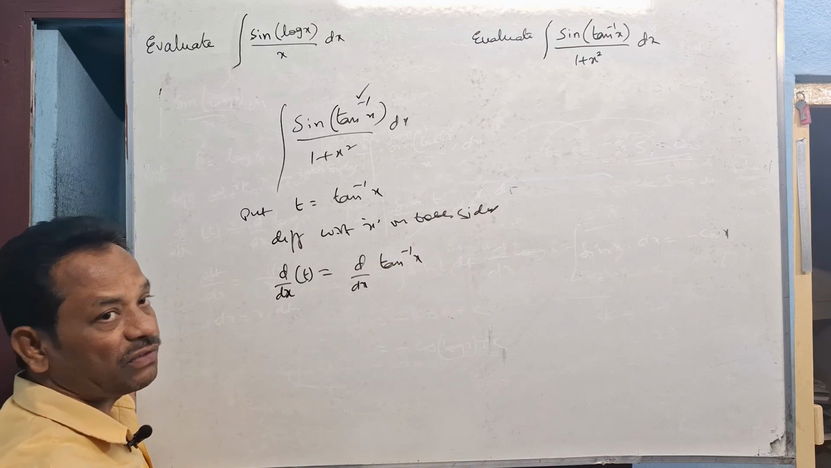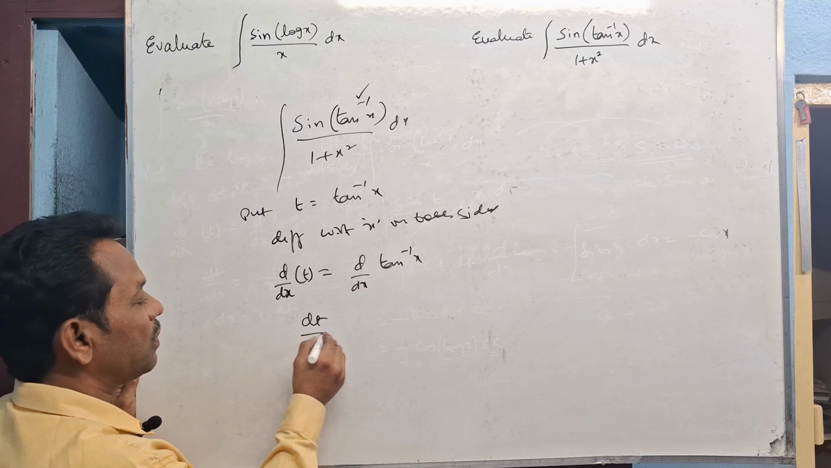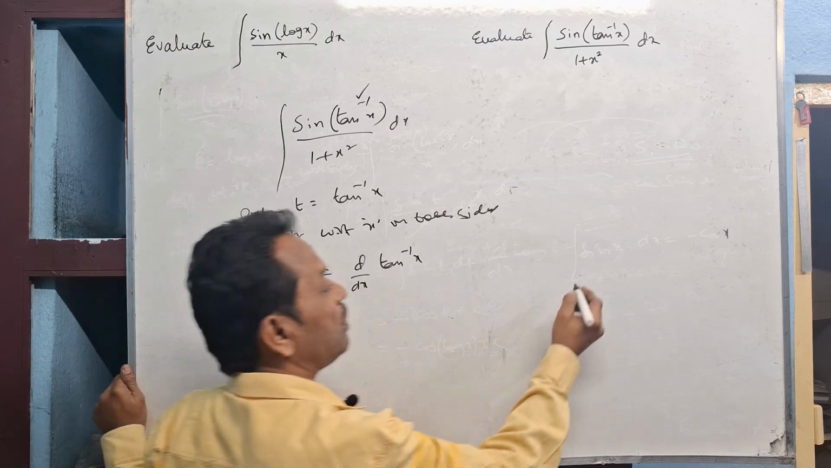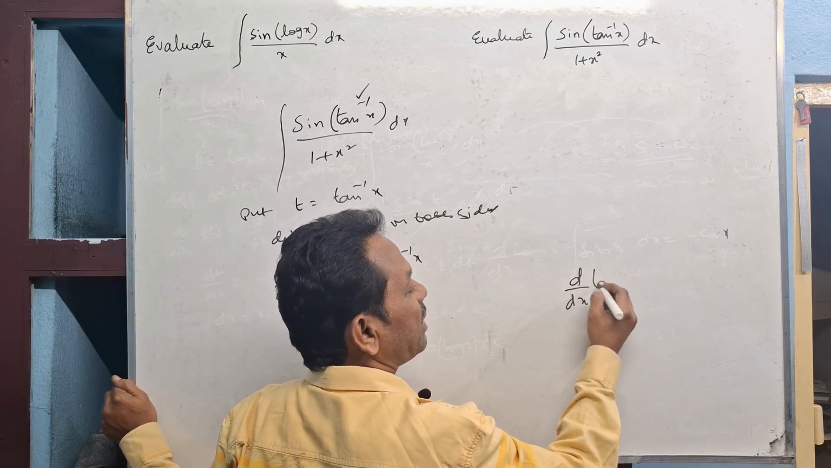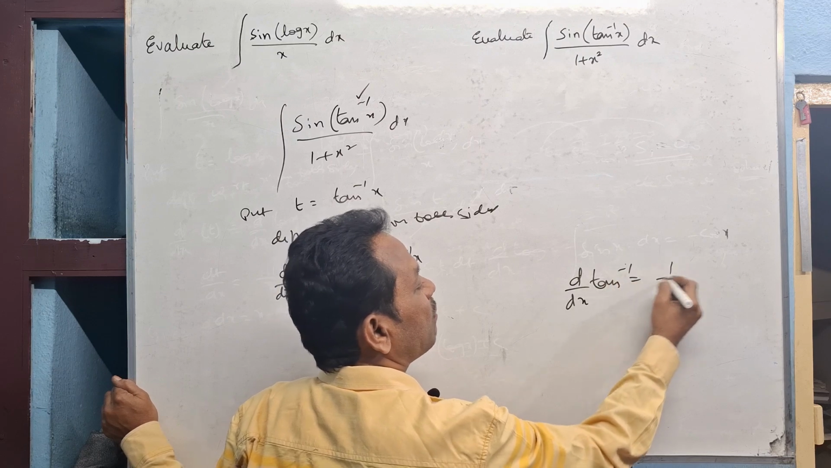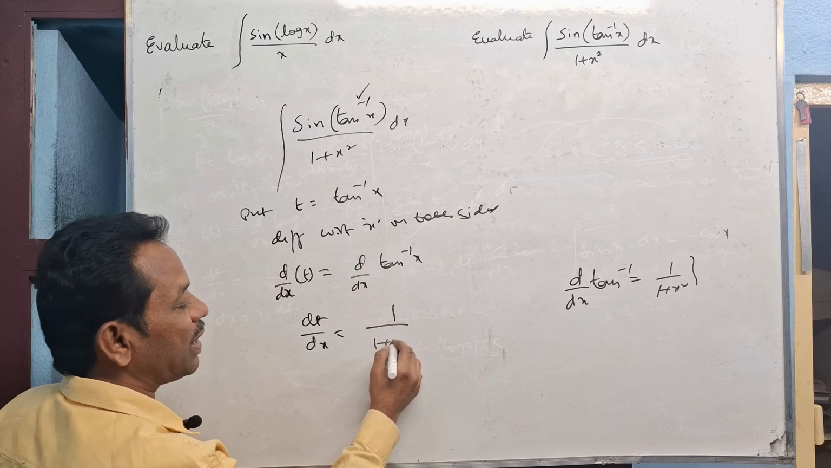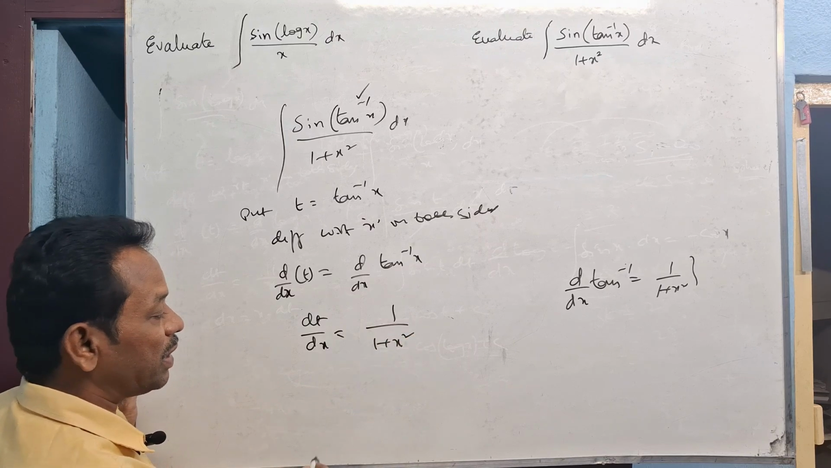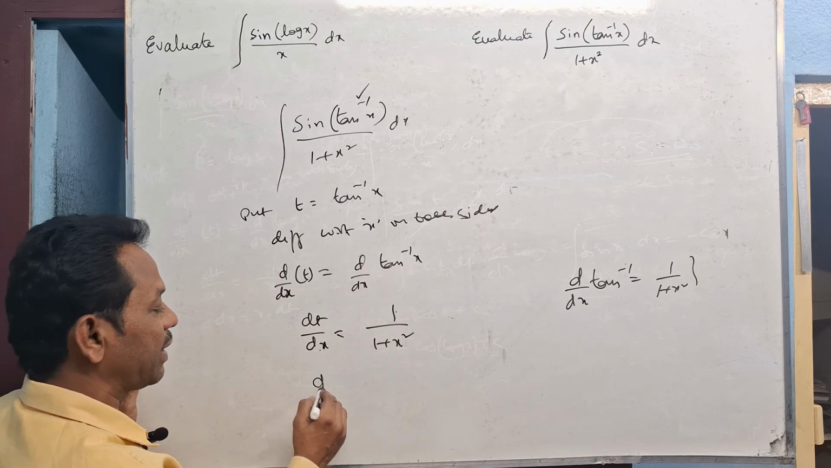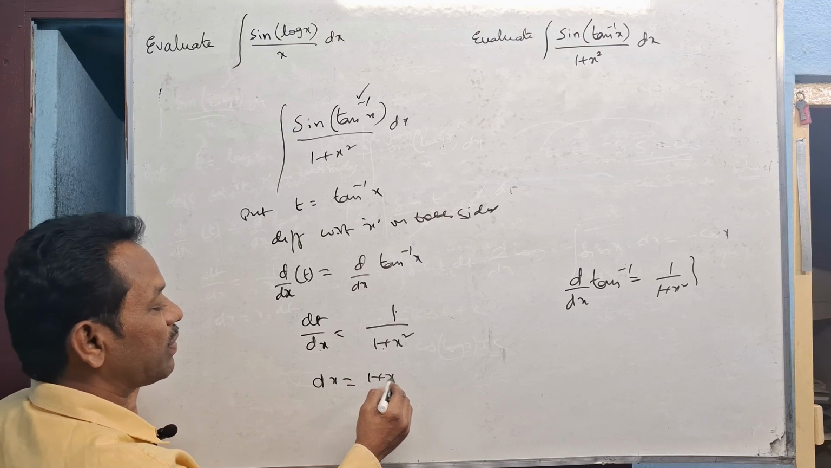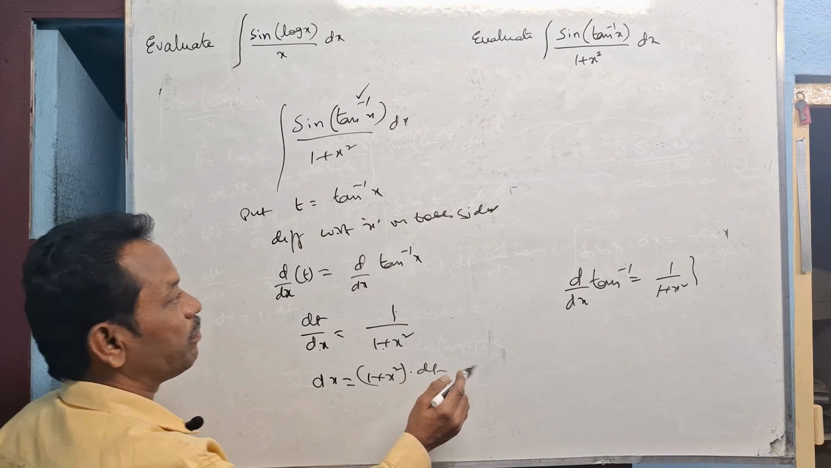So d by dx of t is dt by dx equal to, so derivative of tan inverse x is 1 by 1 plus x square. It's a formula. So you get 1 by 1 plus x square. Let us go for cross multiplication. dx into 1 is dx equal to 1 plus x square into dt.